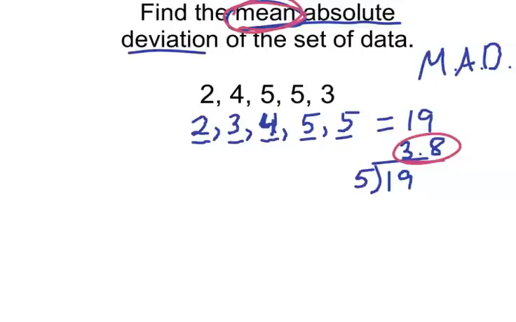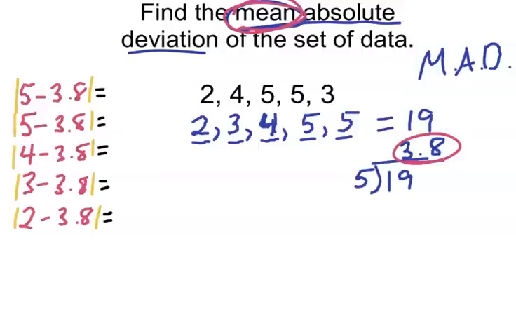Do you remember what we have to do with that now? You have to take every number in the data set, which is a 5, and another 5, and a 4, and a 3, and a 2, and subtract 3.8 from each one of those. So let's do 5 minus 3.8, and that equals 1.2.